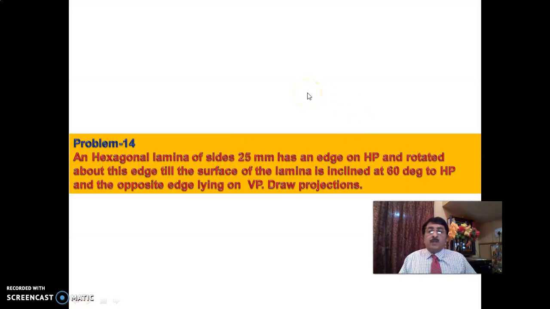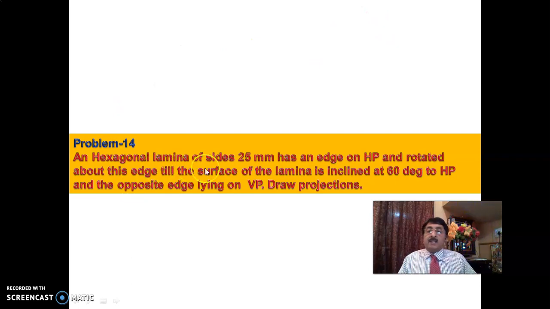See here, there are so many problems which will be useful to you later in projection of solids and isometric projections and all that. These problems are very useful to you. Understand the concepts, sir. Small variations will be there in each and every problem. You should know how exactly to manage the variations.